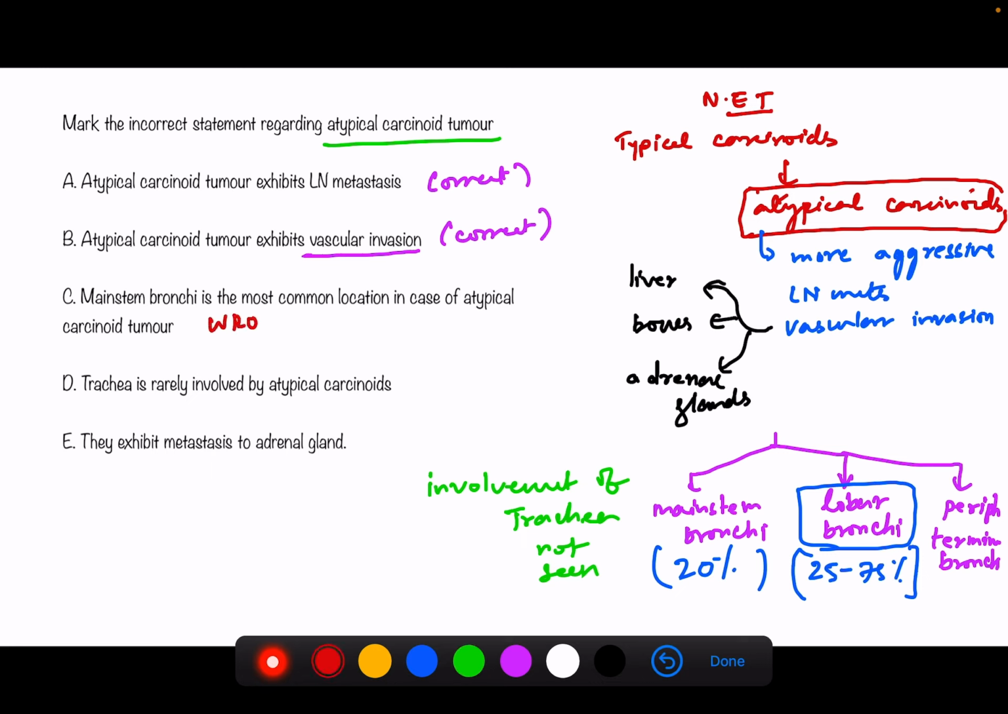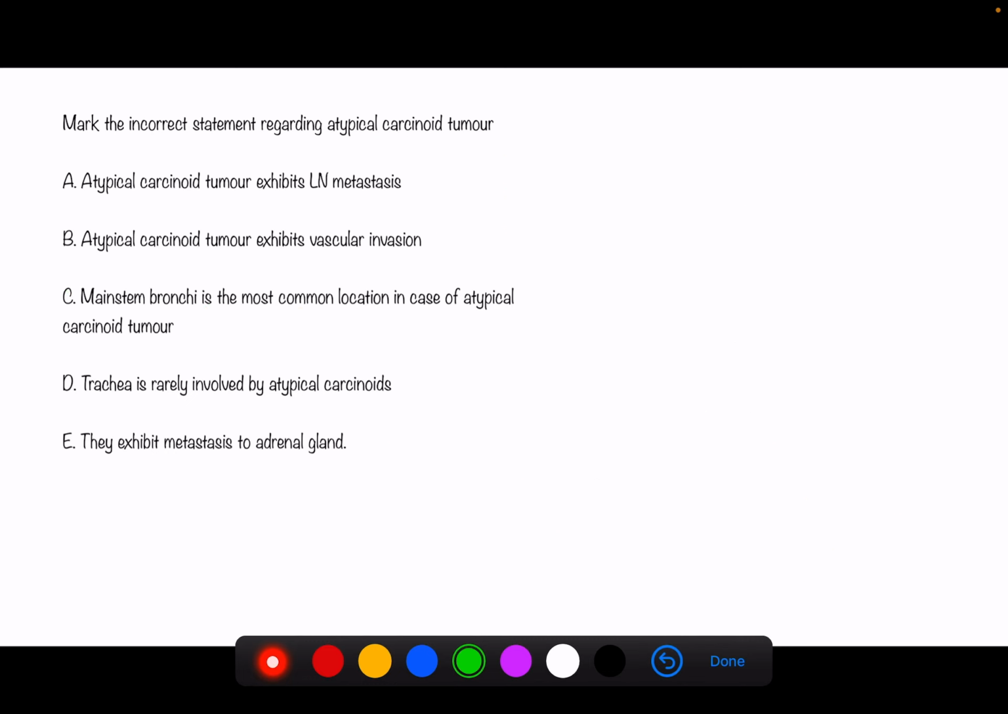Okay. Mainstem bronchi is the most common location in case of atypical carcinoid tumor. This is wrong. It is lobar bronchi, which is the most common location in case of atypical carcinoid tumor. And the most common location in case of typical carcinoid is, yes, peripheral. Trachea is rarely involved by atypical carcinoid. This is correct. They exhibit metastasis to adrenal gland. Yes, along with bone and liver. This is also correct. So the wrong statement is C.